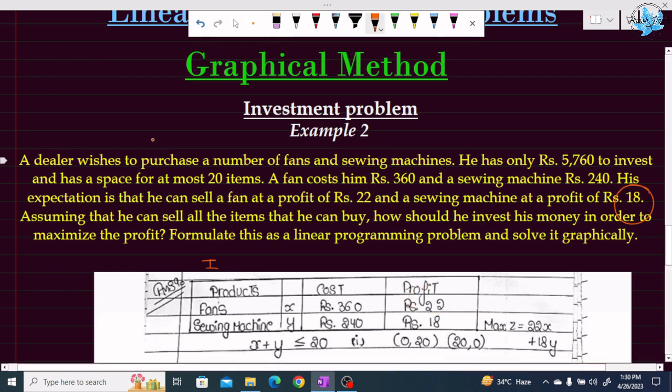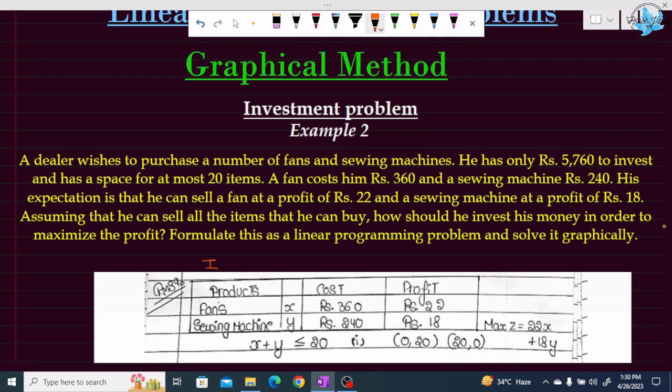Now the question is asking me to maximize the profit. So the last column of the profit will become the objective function. I have assumed X to be the fan and Y to be the sewing machine. So the objective function will be maximize Z equals 22X plus 18Y. I have already written that here. That is your objective function.